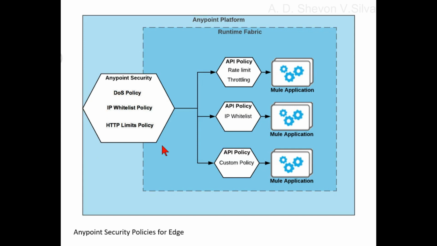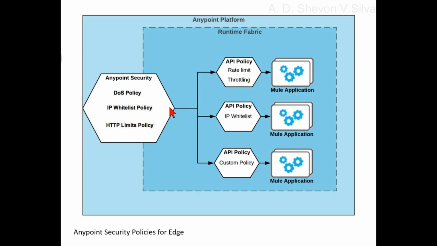Here you can see runtime fabric and endpoint security are in Anypoint Platform. Endpoint security: DOS policy, IP whitelist, HTTP limits policy. Endpoint security is connected to API policy, rate limit throttling here, and API policy is connected to Mule application.